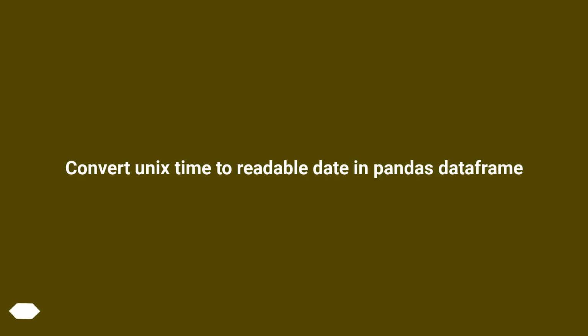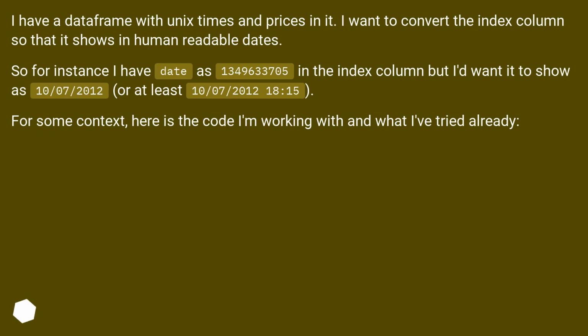Convert Unix time to readable date in pandas data frame. I have a data frame with Unix times and prices in it. I want to convert the index column so that it shows in human readable dates.